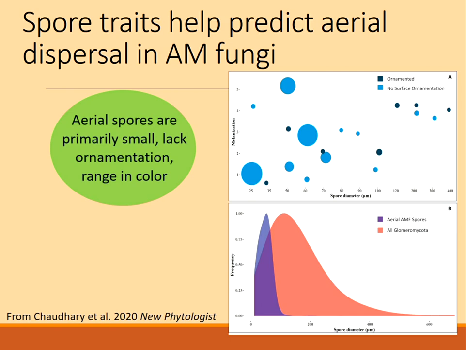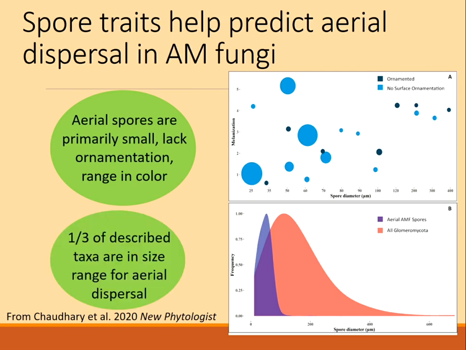So then we compared the traits of the spores that we collected to the traits of all AM fungi, all the Glomeromycota, with respect to size. And in that comparison, we were able to show that about a third of described AM fungi form spores that are in the size range for aerial dispersal. So these fungi are thought to form mostly very large spores that can't disperse aerially, especially since they have no above ground structures. And so it was exciting to show that aerial dispersal may be much more prevalent for AM fungi than we previously thought.